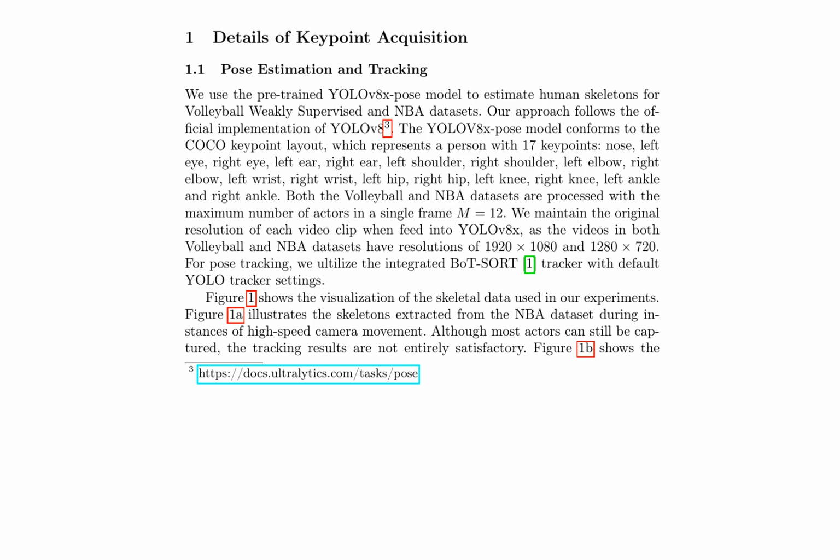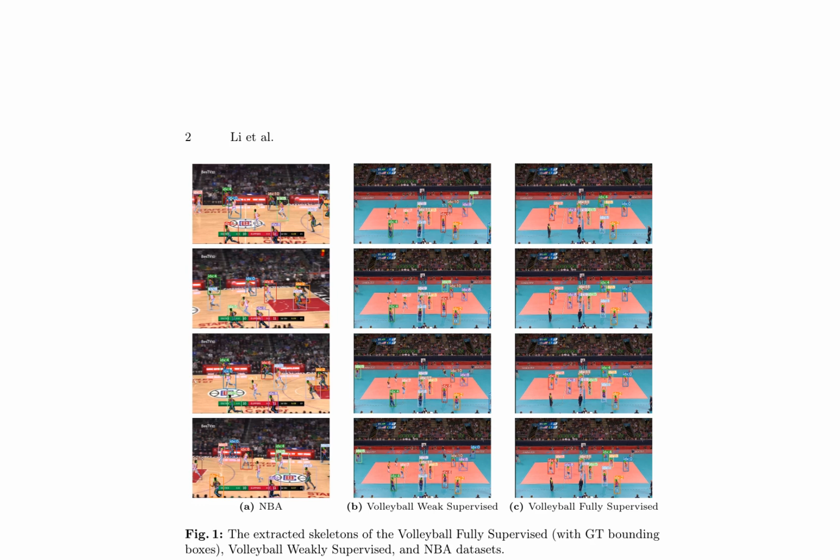It shows the extracted skeletons from the NBA dataset during instances of high-speed camera movement, as well as the results of extracting skeletons without using the ground truth individual detection for the volleyball weakly supervised and fully supervised datasets. The distribution of the number of individuals extracted in each frame from the volleyball and NBA datasets is illustrated in Figures 2a and 2b, revealing that the number of individuals frequently exceeds 20 in many frames. This underscores the necessity of adopting a reassignment strategy to accurately track important individuals across frames.